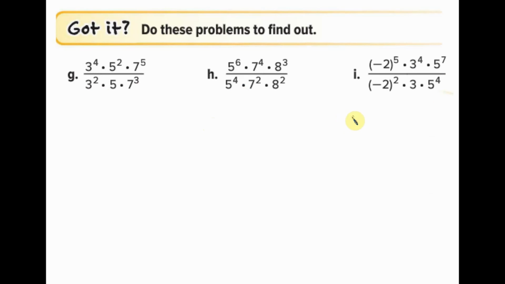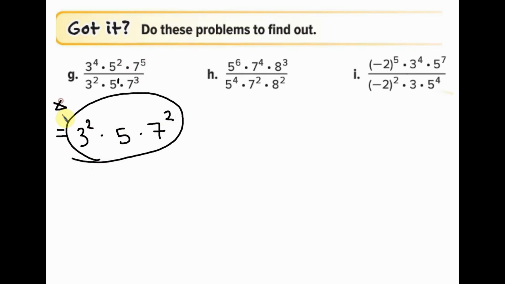These look complicated, however, it's just combining 3 problems at once. So for example, in here, part G, you will have 3, 5, and 7 as your bases. Where 3, 4 minus 2, I'll get 2. 2 minus, not 0, remember there is 1. So 2 minus 1, I will get 1, where I don't have to write it because we already know there's 1. 5 minus 3, I will get 2. So 3 squared times 5 times 7 squared, this is going to be my answer.